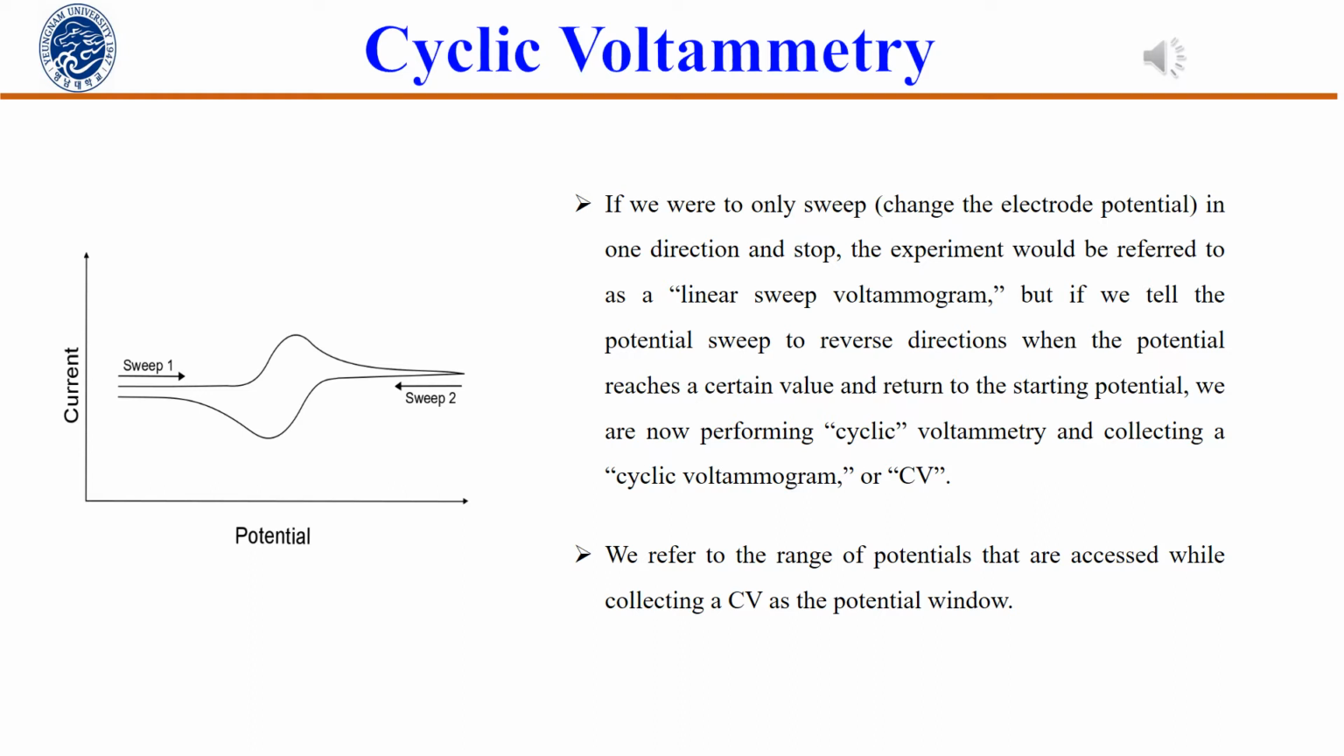Cyclic voltammetry. We refer to the range of potentials that are accessed while collecting a cyclic voltammogram as the potential window. That means you can select different potential windows. It depends on the material which you consider to prepare. It depends on many factors. It depends on the analyte, it depends on the working electrode material, like that.